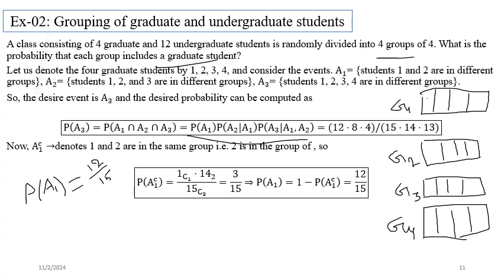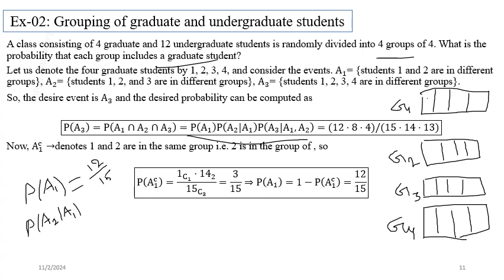Likewise, what is the probability of A2 given A1? A2 given A1.